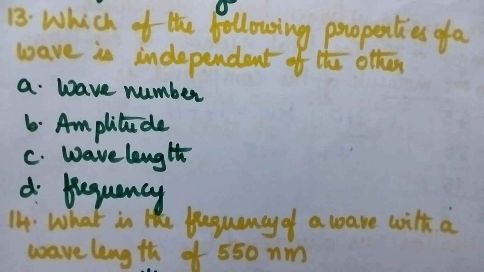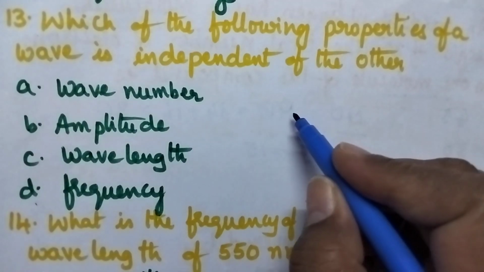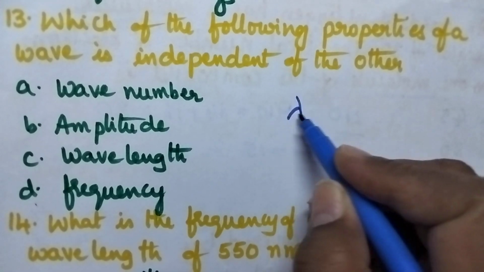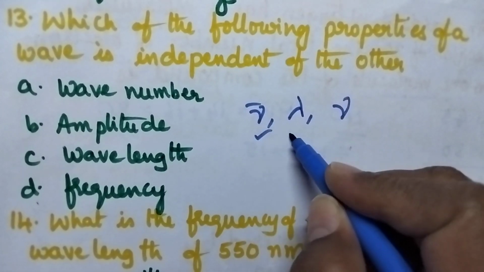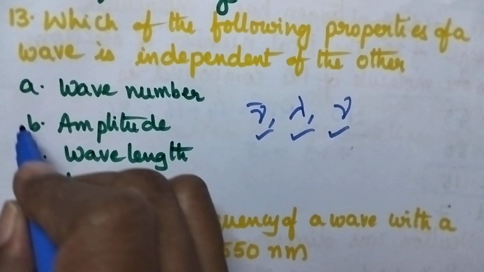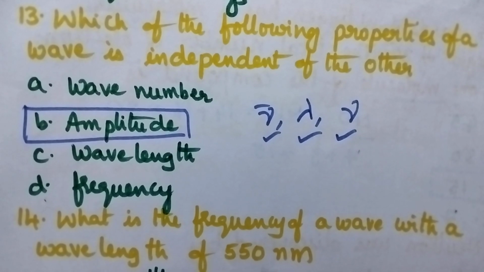Which of the following properties of a wave is independent of the other? Especially wave number, wavelength and frequency depend on each other, but amplitude is independent. So option B is the right answer.